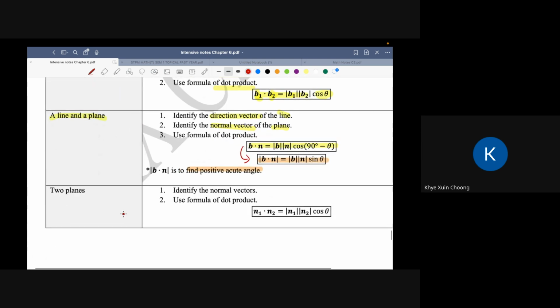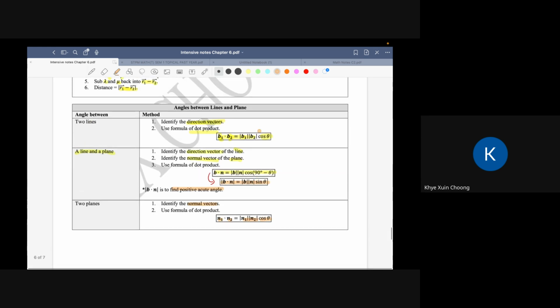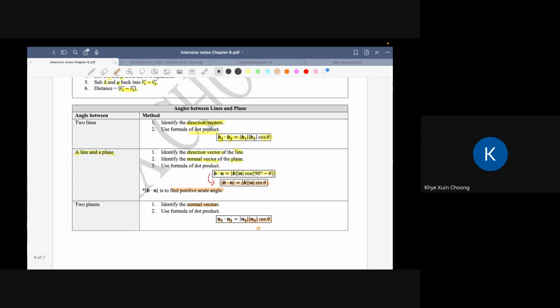So what happens if you have two planes? If you have two planes, that is very easy. You just identify the normal vectors of the two planes. Then you use n1 dot n2 equals |n1||n2| cos theta. The angle you solve for is the angle between the two planes. For these three cases, you can just memorize these formulas, and then you will be able to solve them.